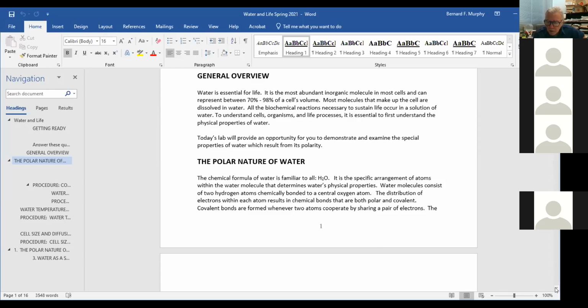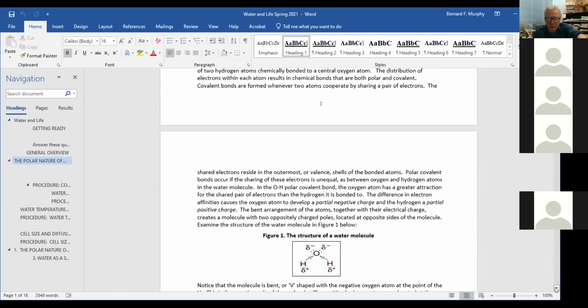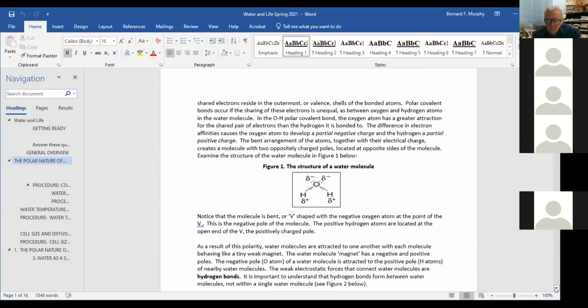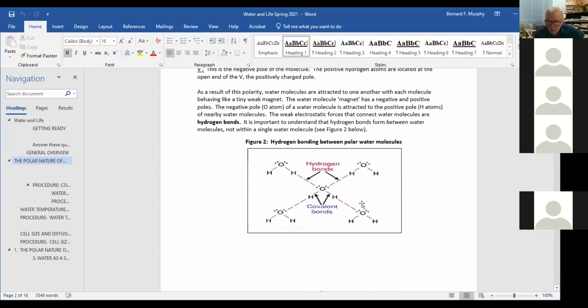Okay. It talks about, again, the polar covalent bonds, the partial negative charge, partial positive charge. There are the partial charges there, partial negative on the oxygen side, partial positive on the hydrogen side. All right. So they're attracted to each other by hydrogen bonds. Here are the hydrogen bonds. These little dotted red lines are the hydrogen bonds. So the oxygen side of one water molecule is connected to the hydrogen side of another water molecule.